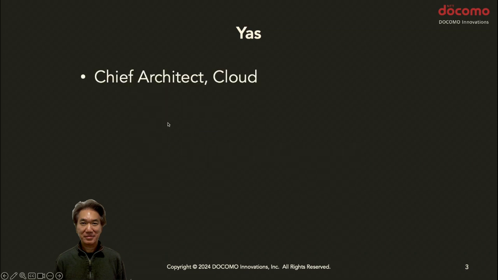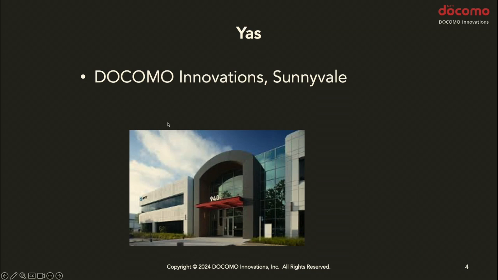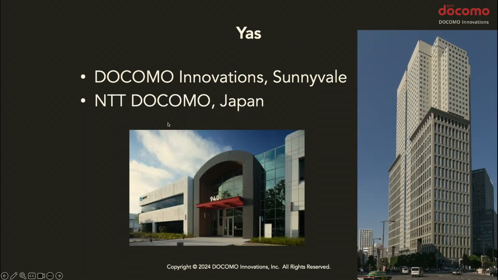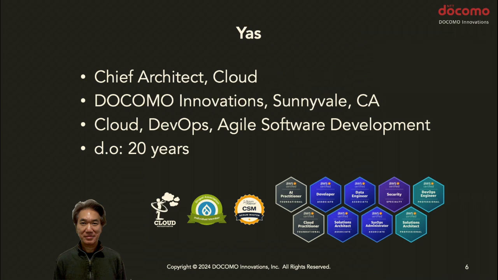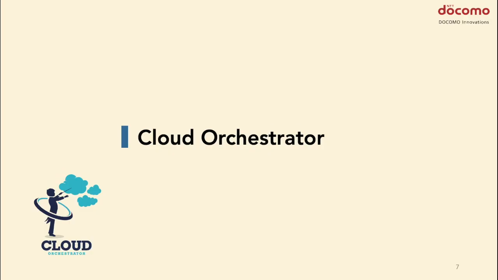My name is Yas. I'm a chief architect of cloud, working at Docomo Innovations in Sunnyvale, California, which is the Silicon Valley office of NTT Docomo. Docomo is the largest mobile operator in Japan. Almost half of the Japanese population are using Docomo's smartphones, such as iPhone and Android. My expertise is cloud, DevOps, and agile software development. I'm leading a cloud project in Docomo in Silicon Valley. I've been involved in the Drupal community for 20 years.